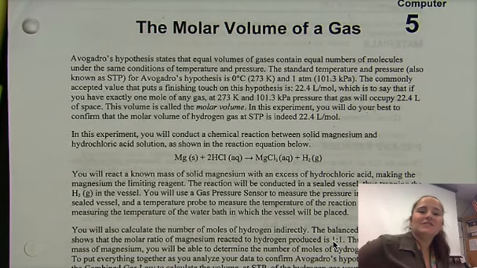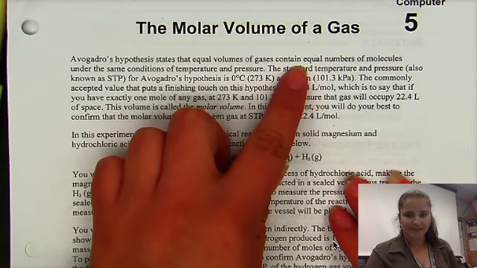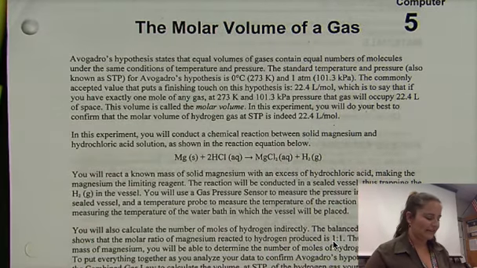Hey guys! So right now we're going to be going over how to do the calculations for the molar volume of a gas Vernier lab that we recently did.